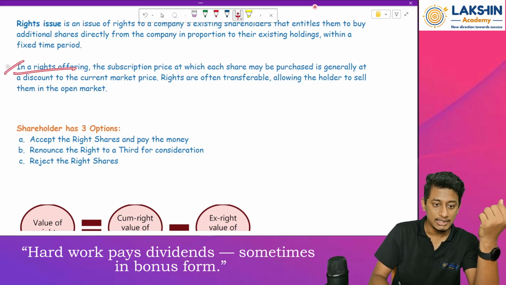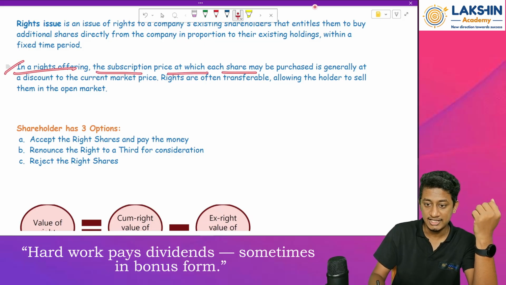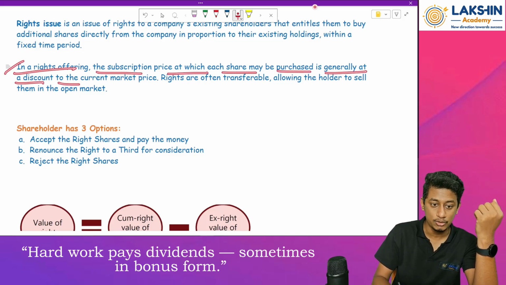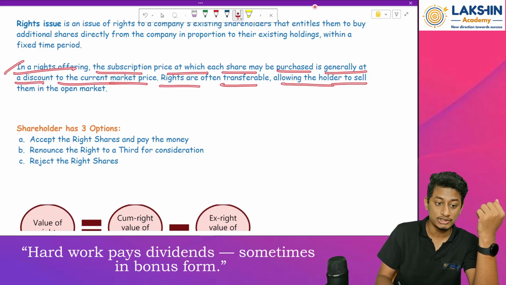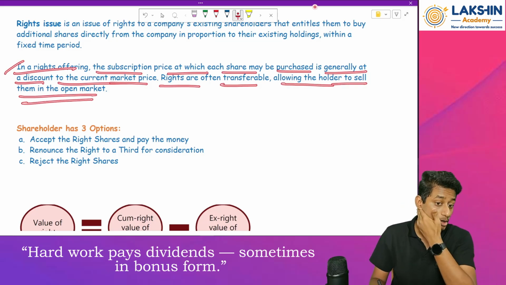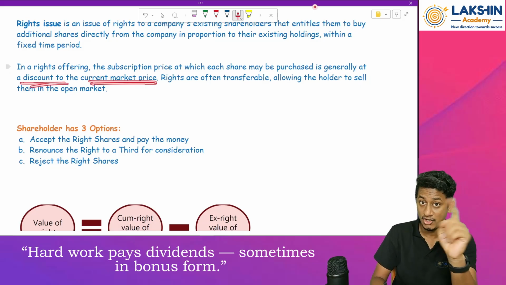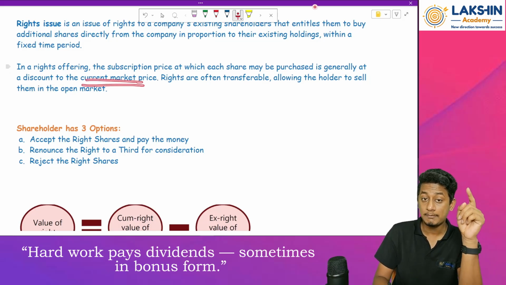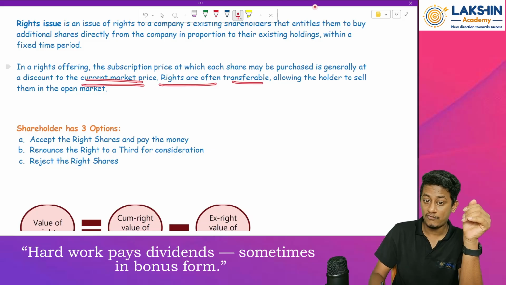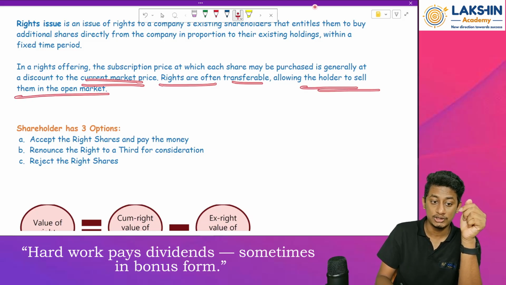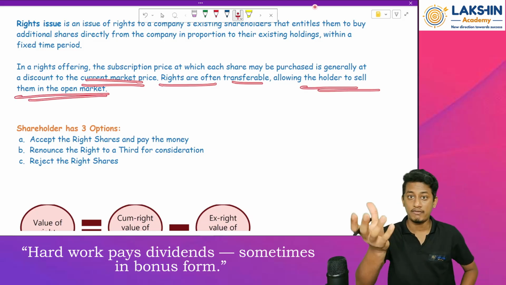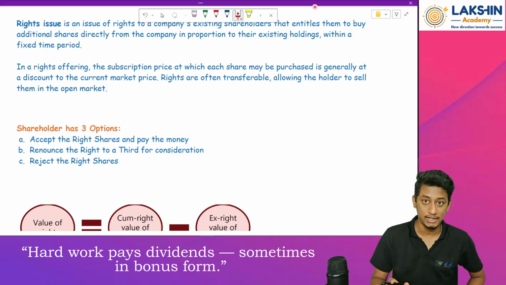Now, in a rights offering, the subscription price at which each share may be purchased is generally at a discount to the current market price. Rights are often transferable, allowing the holder to sell them in the open market. That means whatever shares are issued will be at a discount from the current market price, not from the nominal value. As I told you, whatever rights he has, he can sell them in the open market to the people.